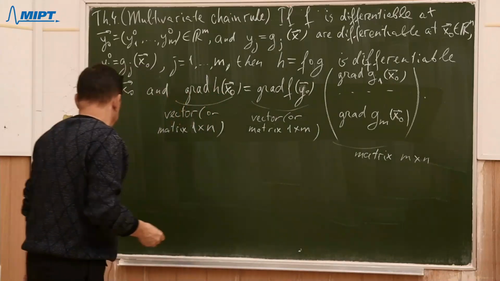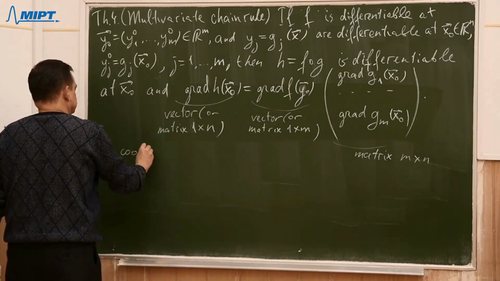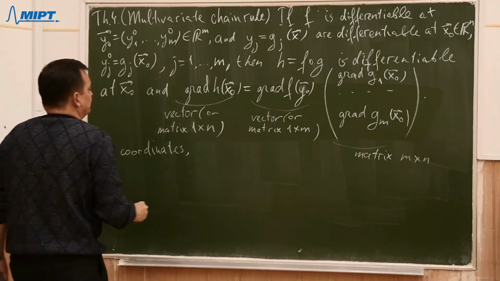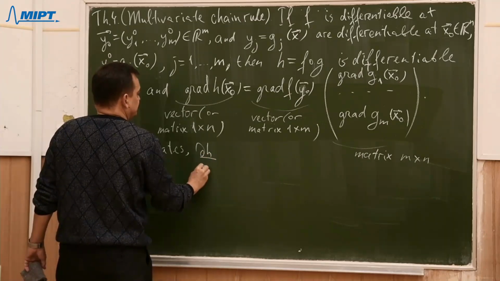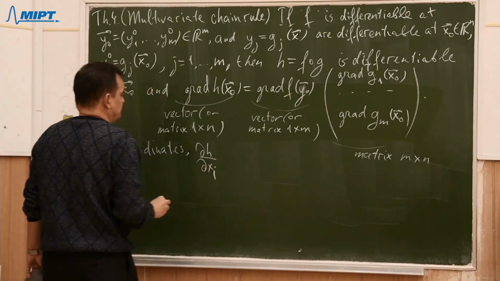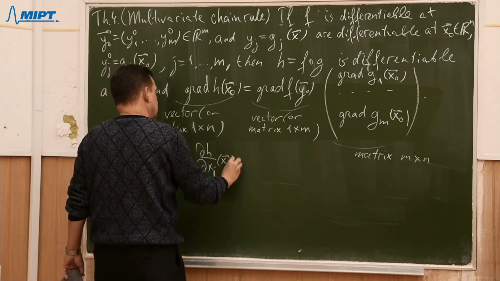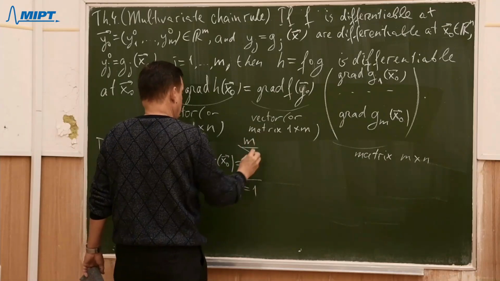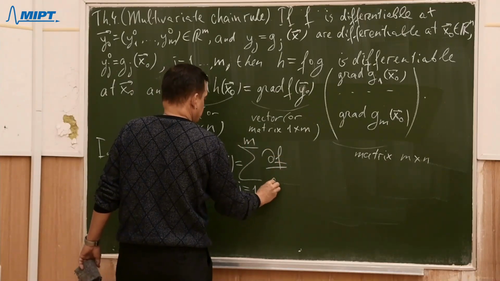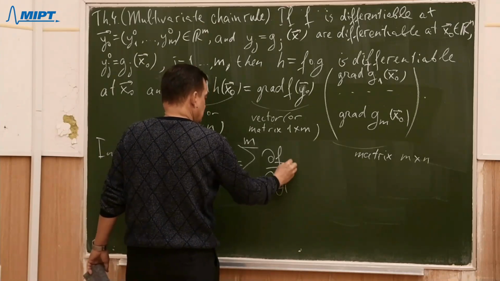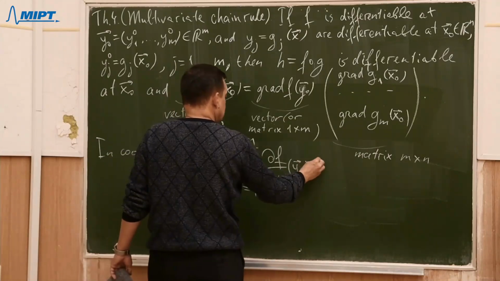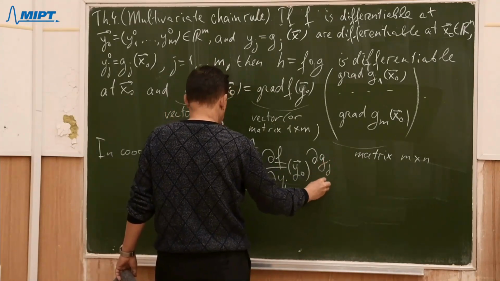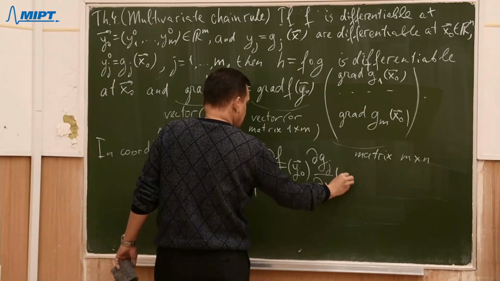And let me write this also in coordinates. This equality is: dh over dxi, let's say, at x naught equals the sum over j from 1 up to m of df over dyj at y naught times dgj over dxi at x naught.